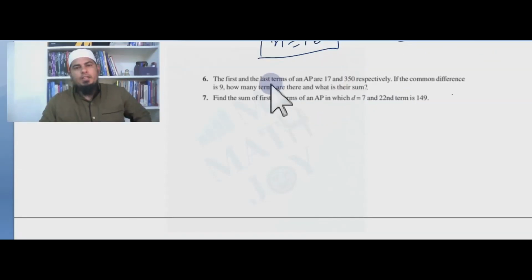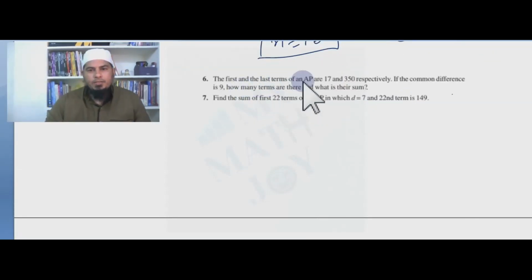The question is saying that the first and the last term of these APs are like this. The first term A is given and the last term AN is given. If the common difference is 9, how many terms are there and what is their sum? That means we need to find N and SN.